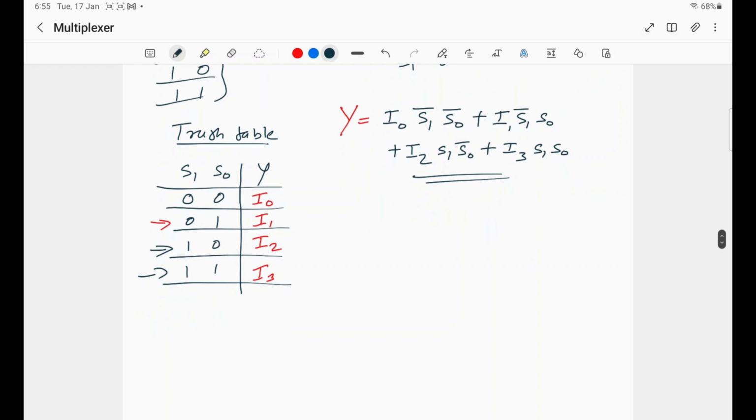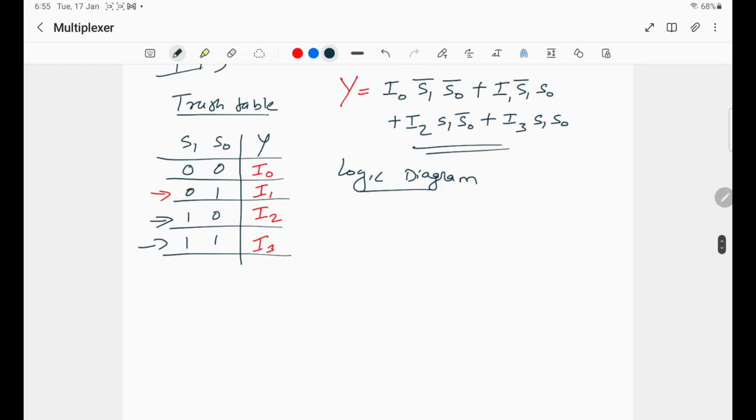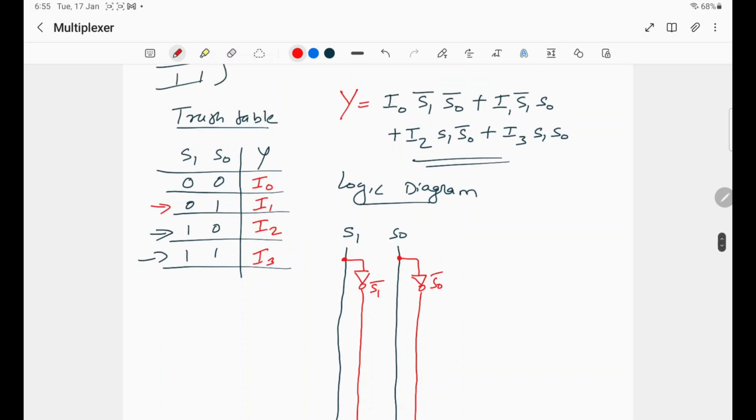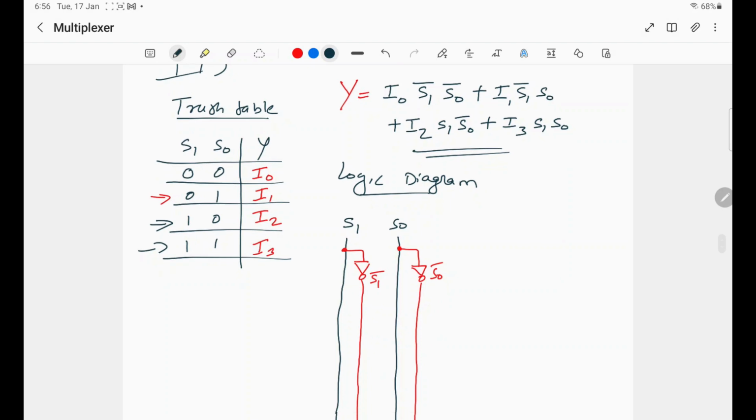We will draw the logic diagram. We have two select lines. First we will draw the select line S1. We will also draw the inverted value of S1, that is S1 bar. We have S0 and also we will draw the inverted value of S0, that is S0 bar. We need 4 AND gates, so we will draw the 4 AND gates.